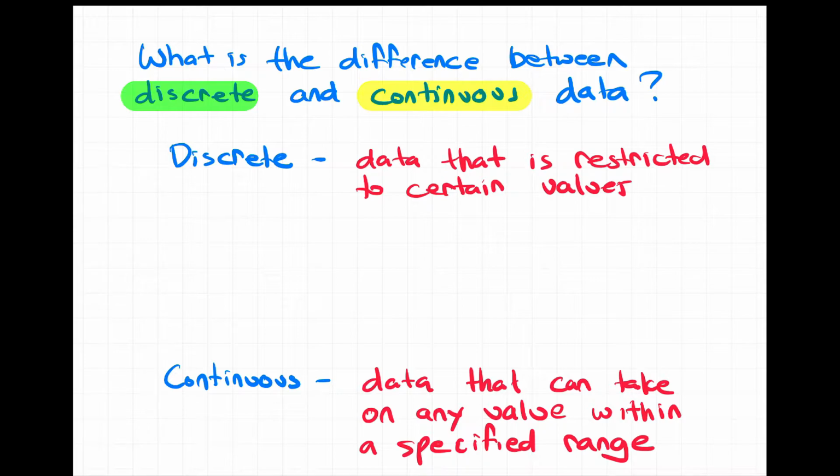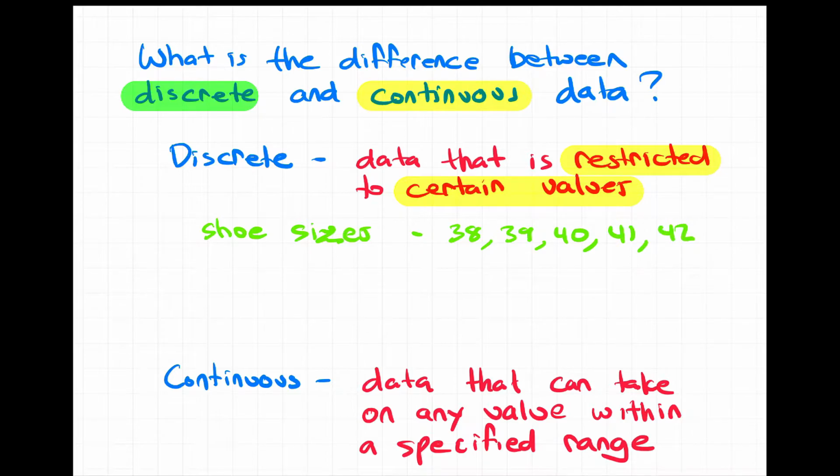So let's take a look at the definition for discrete. This is data that is collected and it is restricted. So this word is really important right here. It's restricted to certain values. Okay, so that means there are not infinite values within a specific range. So an example of this would be, say, the shoe sizes of students. So we're not going to have unlimited shoe sizes. We're going to have numbers like 38, 39, 40, 41, 42, etc.